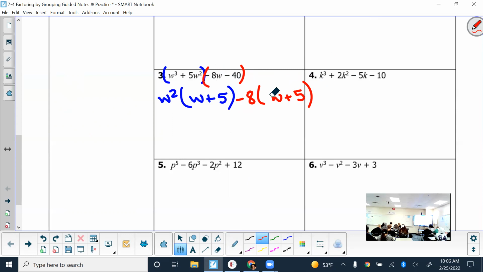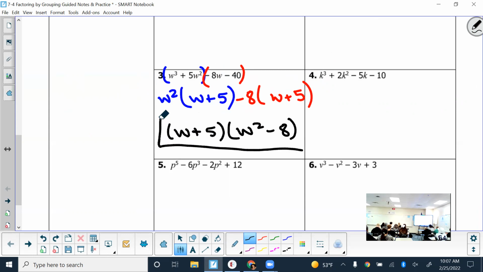Once you have the common binomial, then you can continue with the last step. So my answer will have the common binomial. And then the other parentheses will be what? The GCFs or the leftovers, whatever you want to call them. These other things that we factored out. Questions about that? All right, then I want you guys to try number 5. So you try number 5.